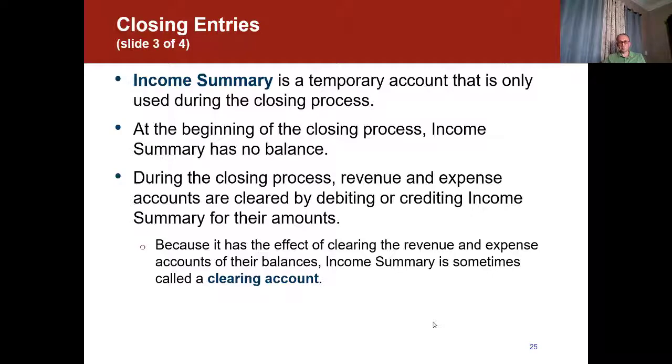At the beginning of the closing process, income summary has no balance. So during the closing process, revenue and expense accounts are cleared by debiting or crediting income summary for their amounts. Because it has the effect of clearing the revenue and expense accounts of their balances, income summary is sometimes called a clearing account. Some people like to call it a cleaning account, where we clean the revenues and expenses.